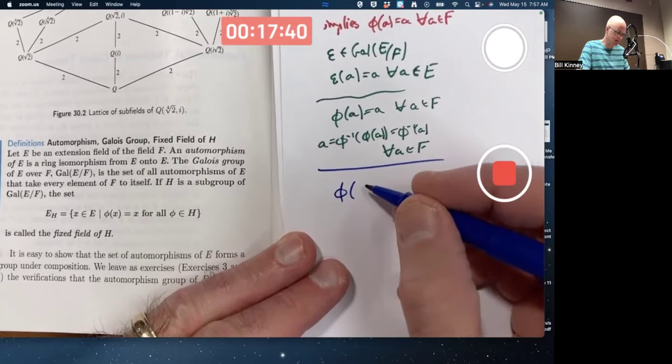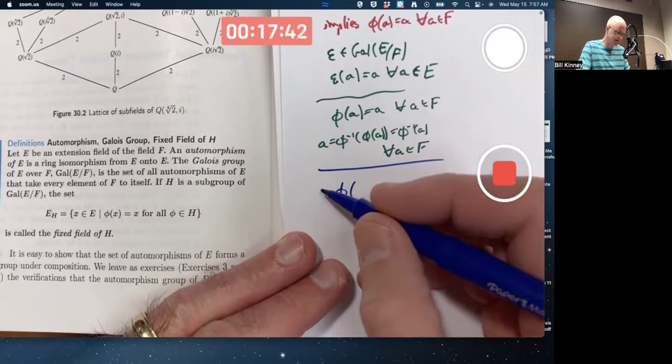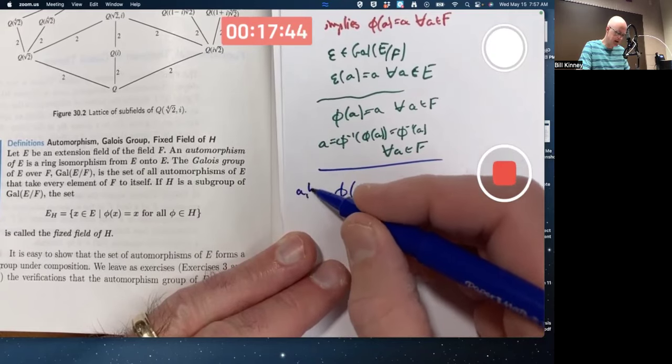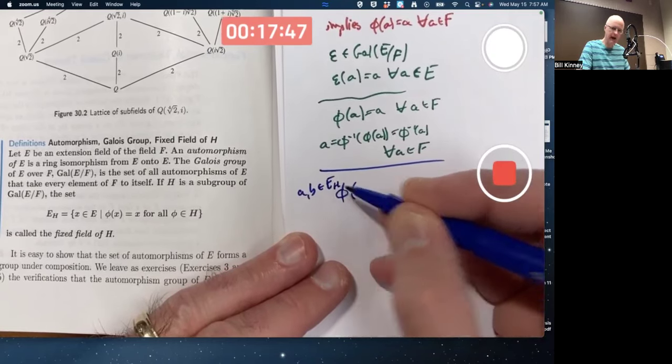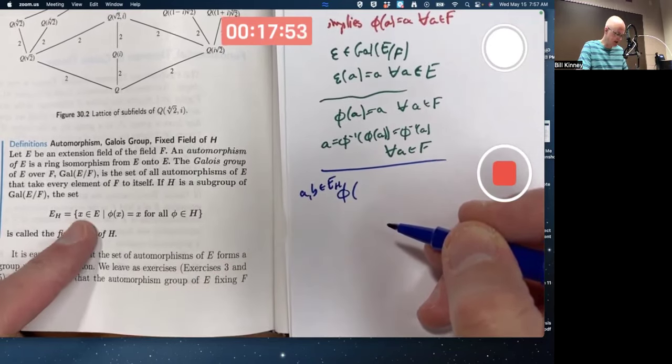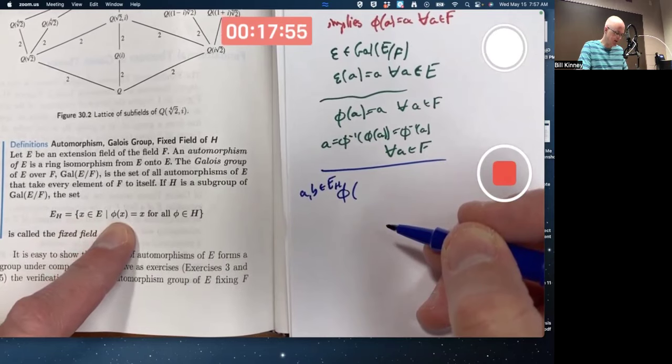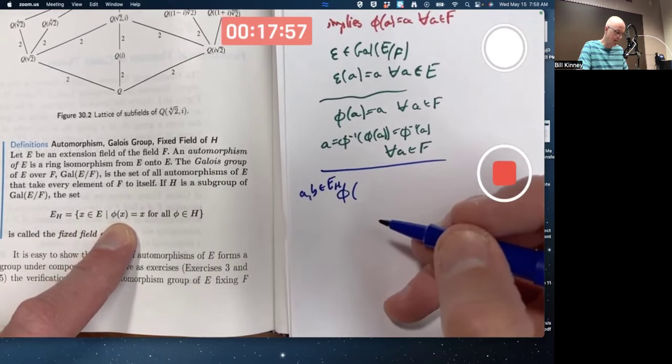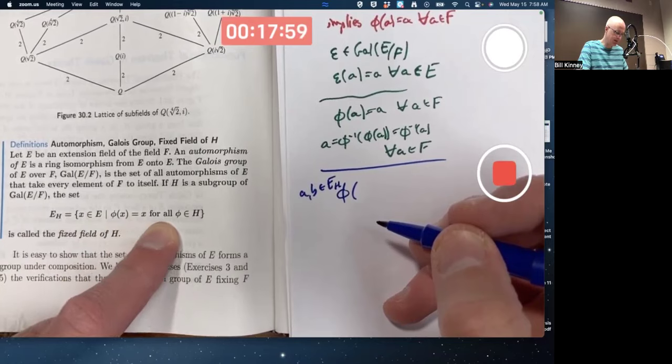For example, if you've got two elements, A and B in EH, is there a difference in EH? What would it mean to be in EH? It means phi of that thing, or of A minus B in this case, equals A minus B for all phi in H.